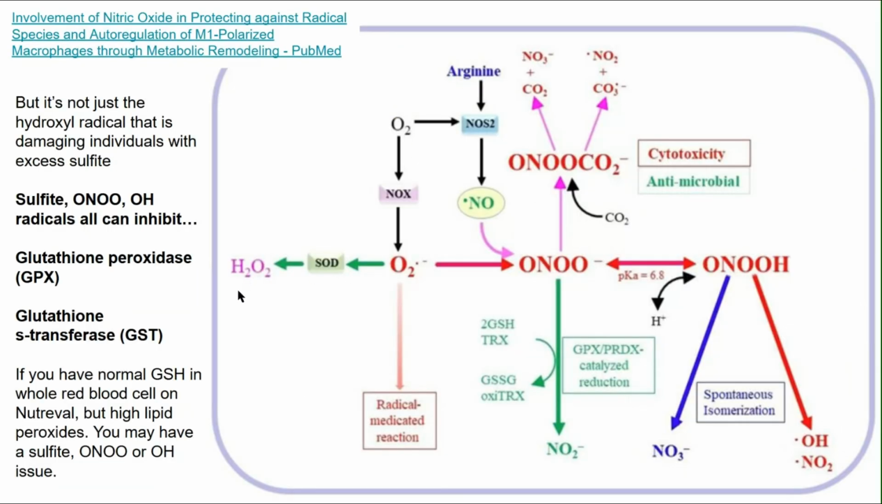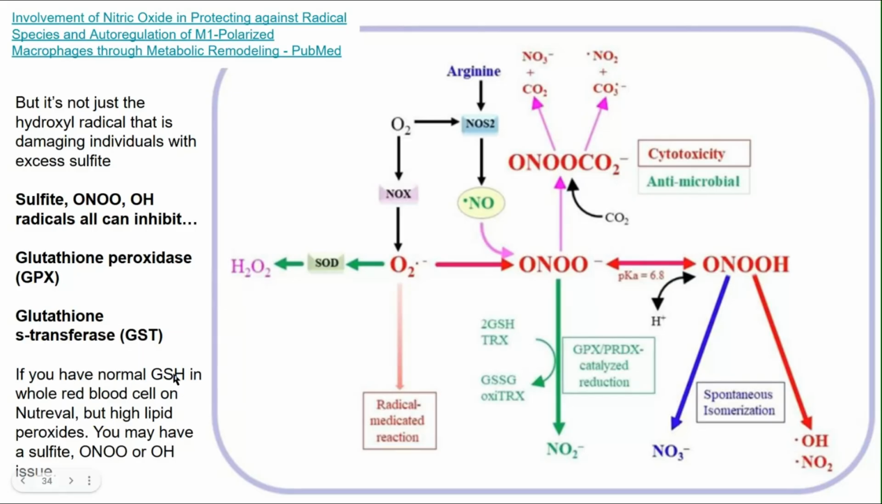So it's not just the hydroxyl radical that's damaging individuals that have excess sulfite, though. Sulfite and peroxynitrate and the hydroxyl radicals all can inhibit glutathione peroxidase and glutathione-S-transferase. So something that I just recently saw that was puzzling to me, and I've seen it on a few Genova tests in the past, is that people will have normal glutathione levels in their whole red blood cells, but then they have high lipid peroxides. And that just doesn't fly.